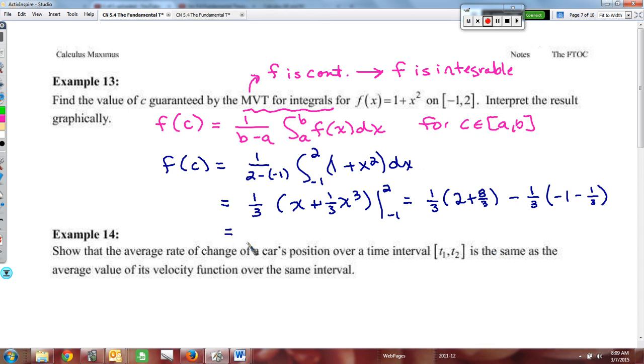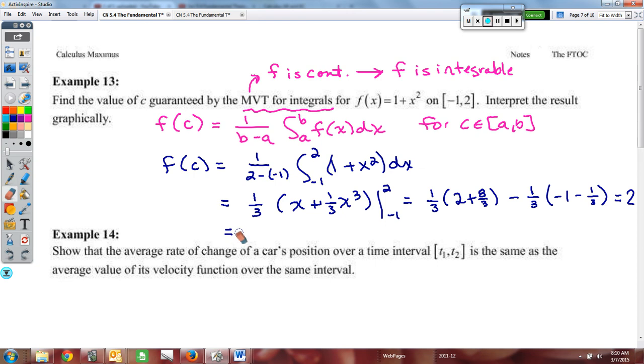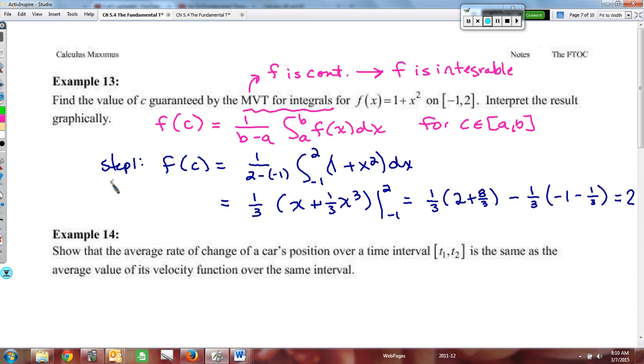Okay, we're still not done yet at this point. I'm just finding the average value at this point. So we do some arithmetic here, and I'll leave you to verify, but this ends up being 2. So the average value on the interval from -1 to 2 is 2, and that's step 1. Step 1, find the average value using your formula.